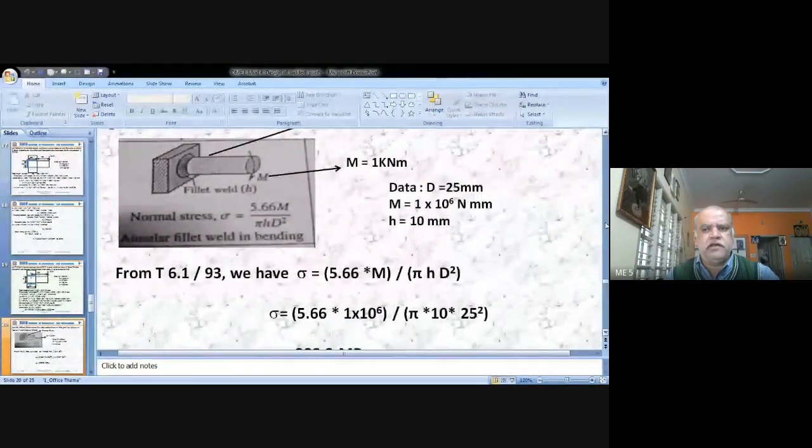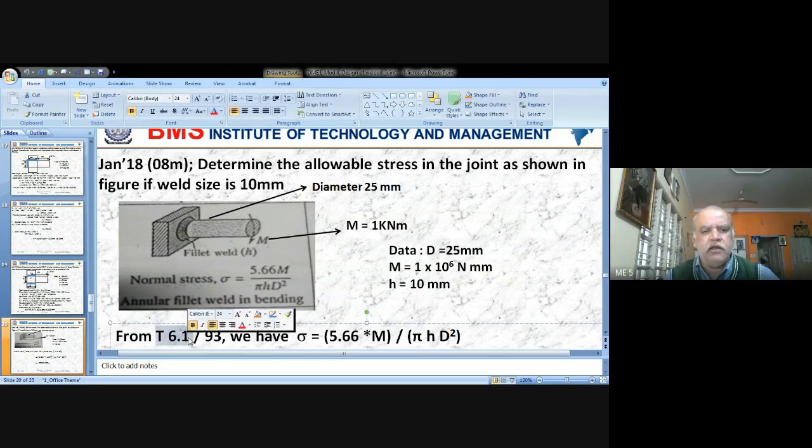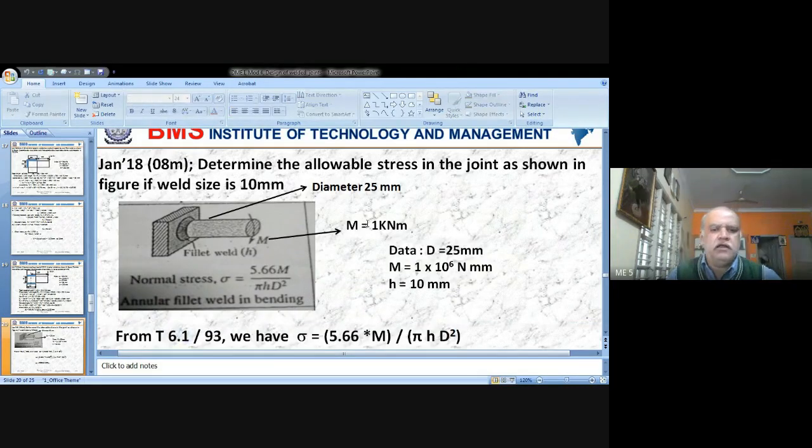See, along with the sketch, that equation will not be given. Just for taking the sketch as a reference, I have taken this. So this will not be there with you. You have to identify the similar or the same sketch from the data handbook, from table 6.1, and then get the appropriate equation to solve the problem.